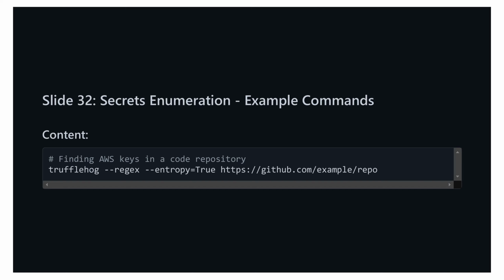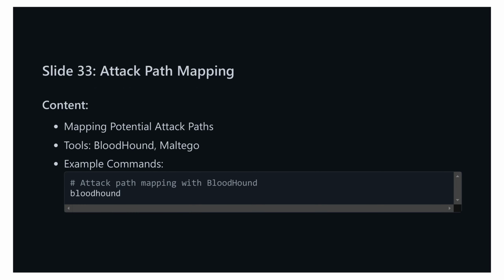In the upcoming slide, we will shift our focus to attack path mapping, leveraging tools like Bloodhound and Maltego to map potential paths for compromise. Continuing from where we left off, on the previous slide, we covered how to use Trufflehog for finding AWS keys in a code repository. Now let's move on to attack path mapping, which is crucial for understanding potential vulnerabilities and how they can be exploited.